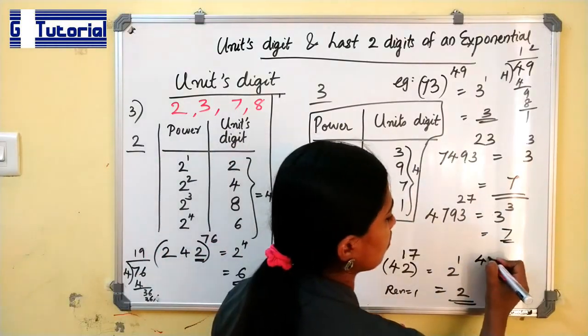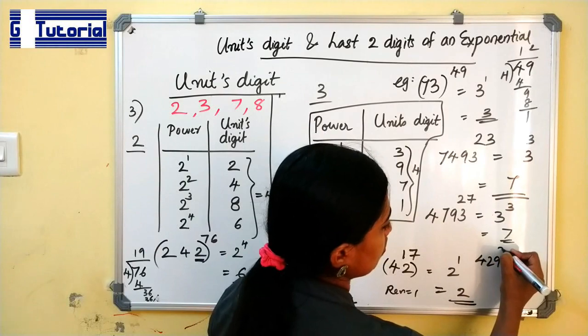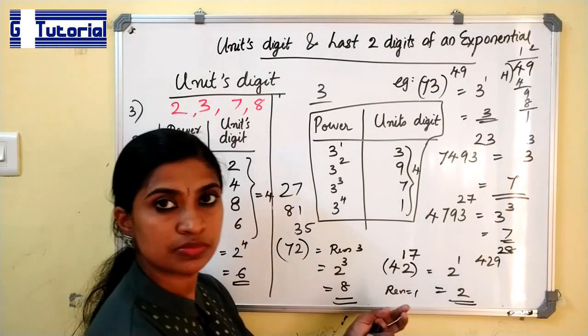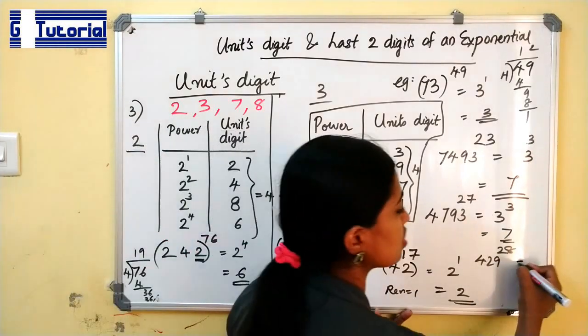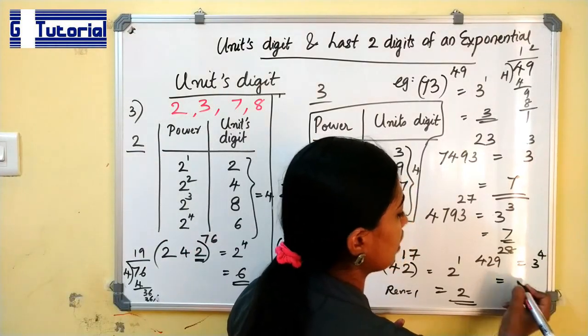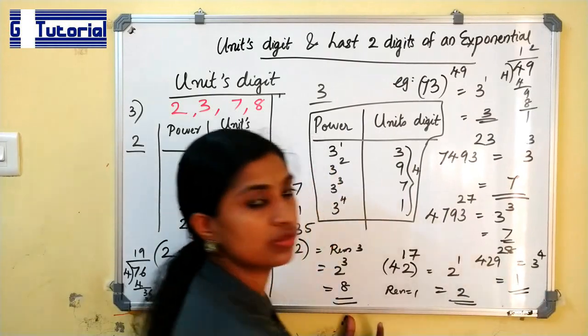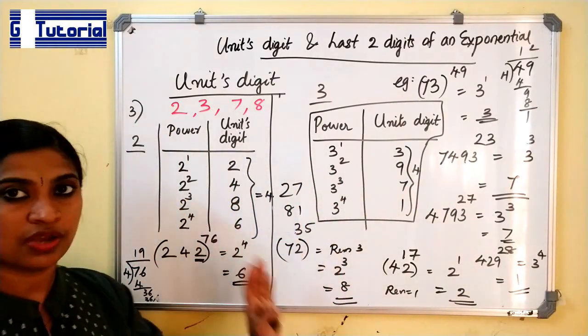Next is 28. 28 by 4 is 0. So the answer will be 3 raised to 4. 3 raised to 4 ending digit is 1. So the answer is 1. I think you are clear with 3 also. Next.